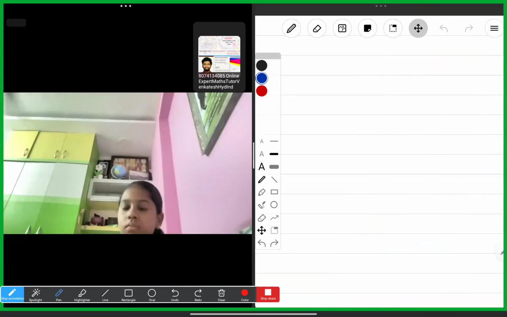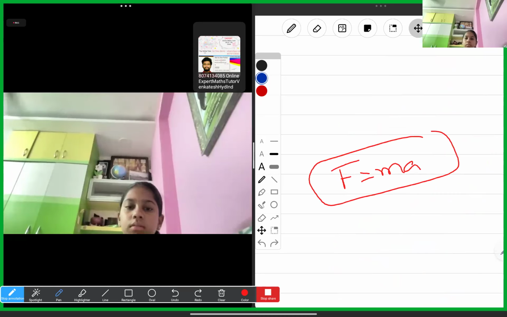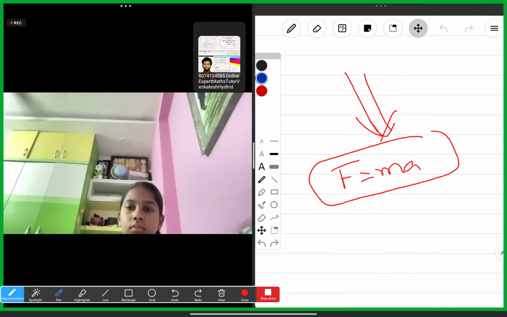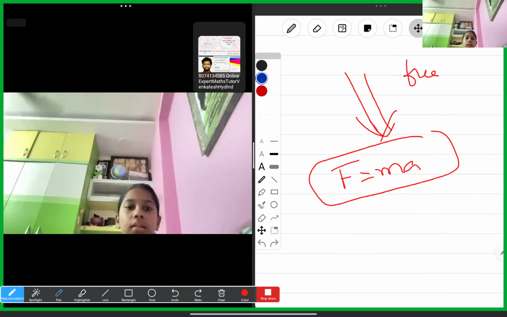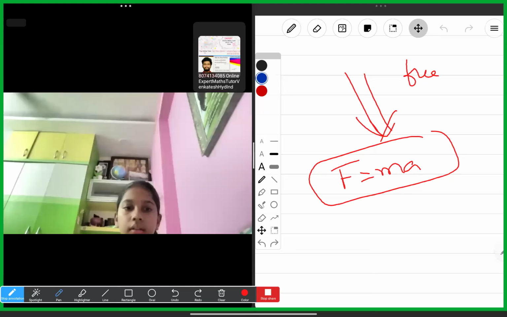Now Pranavi, this F is equal to ma. In this equation, we deal with free falling bodies. Free falling means suppose you hold some item and just leave it, that is called free fall. You're not giving any force to them separately. Free fall means its initial velocity is always zero. You're not applying any force on it, it is just coming down because of the Earth's gravity.